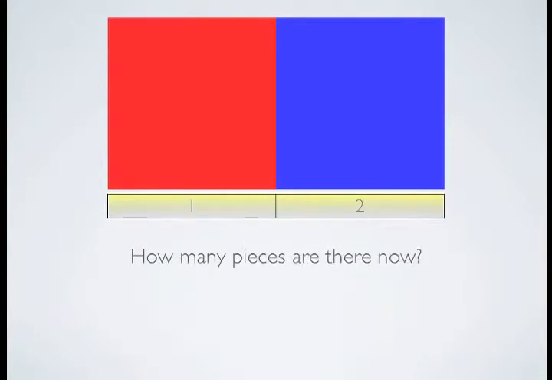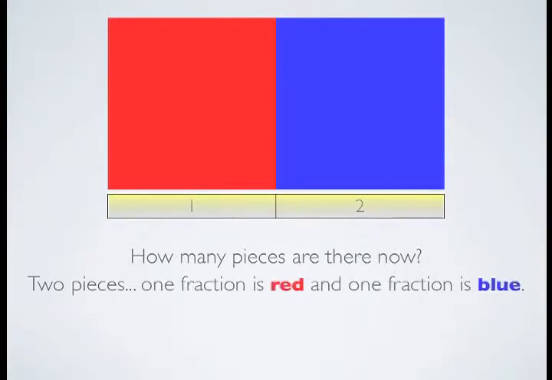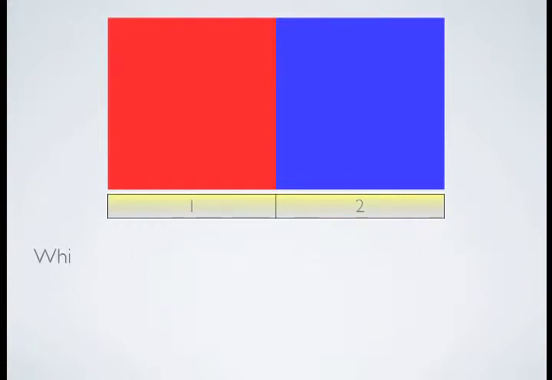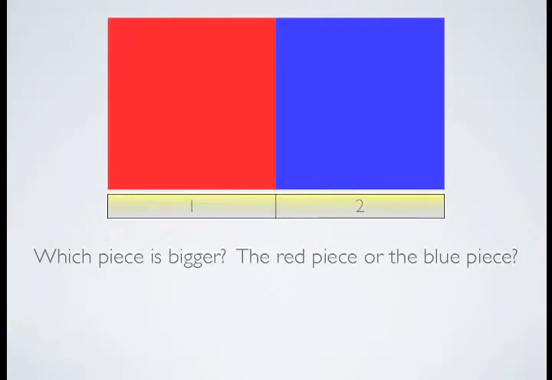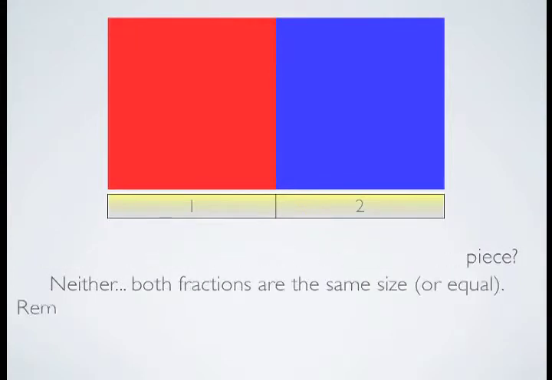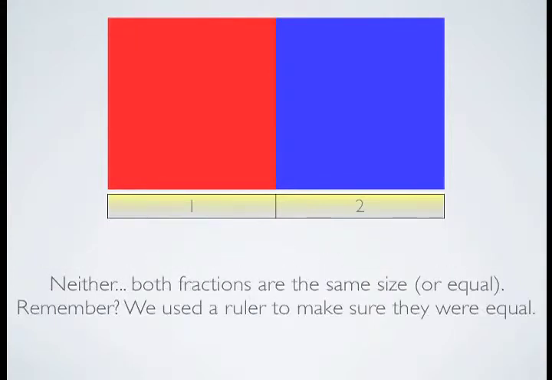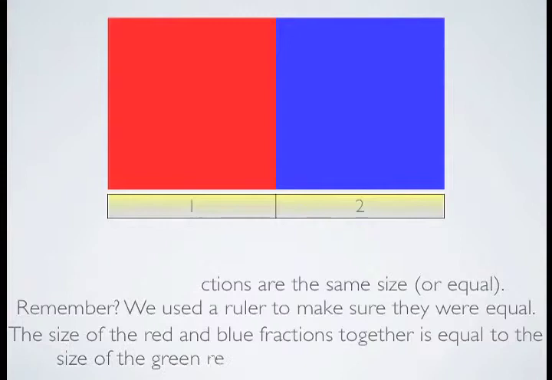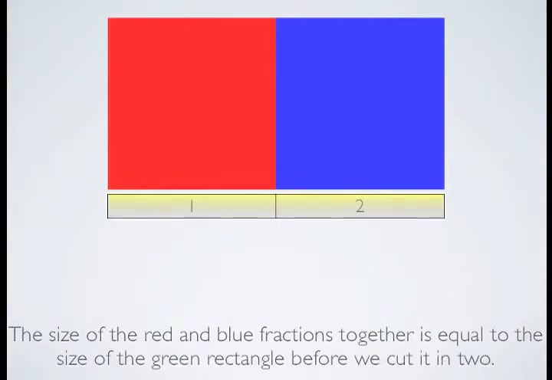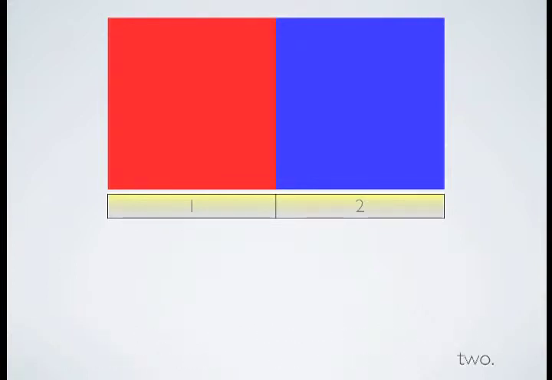How many pieces are there now? Two pieces. One fraction is red and one fraction is blue. Which piece is bigger, the red piece or the blue piece? Neither. Both fractions are the same size, or equal. Remember, we used a ruler to make sure they were equal. The size of the red and blue fractions together is equal to the size of the green rectangle before we cut it in two. Do you know what half means?